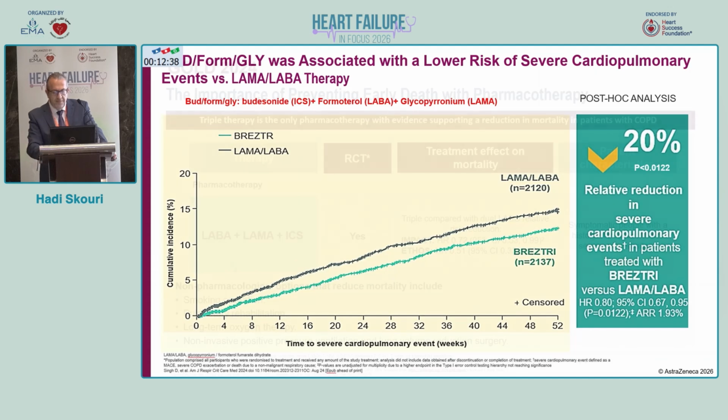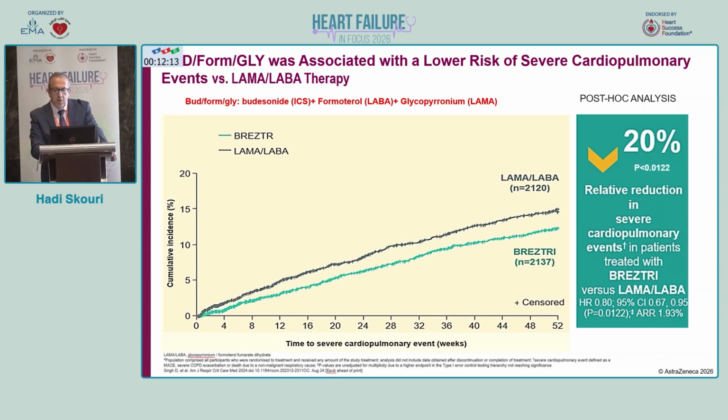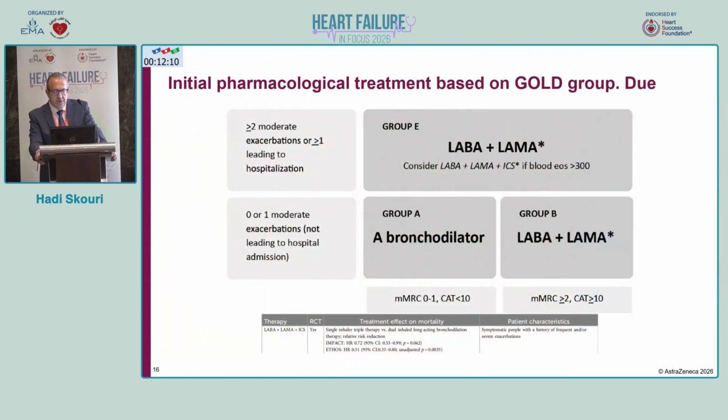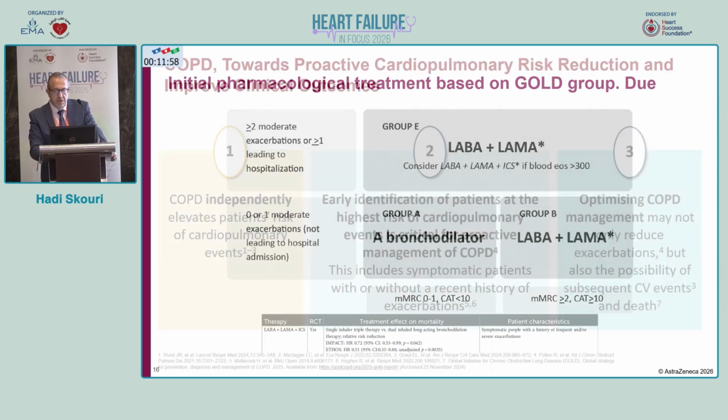from the ETHOS post hoc analysis, this triple therapy significantly reduced cardiopulmonary events, and what I mean by cardiopulmonary events is MACE, severe COPD exacerbation, death from non-malignant respiratory cause, and heart failure. So this is an important thing, that by treating COPD early, we can reduce MACE in these patients. This is from the GOLD guidelines group, showing that this triple therapy is important in patients who have more than 2 moderate exacerbations or hospitalization with COPD exacerbation.